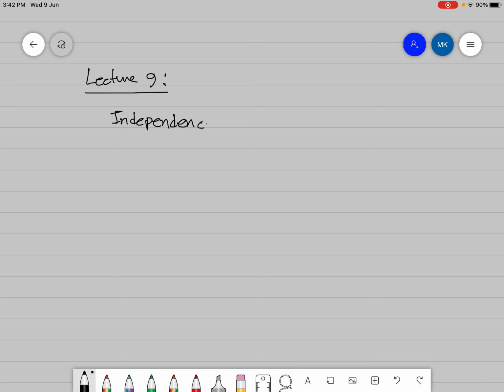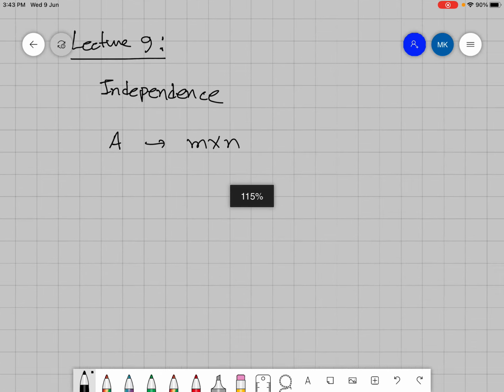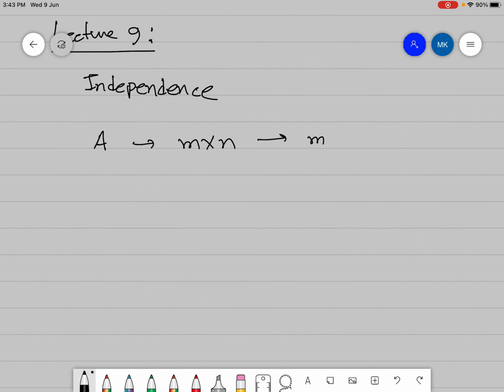So we already know what independence is from the perspective of linear algebra, right? In simple words I can say that the columns of a matrix are independent if they are not the linear combination of any other columns. Okay, so if I give you a matrix A, and if I say that this is an m by n matrix, and m is less than n.